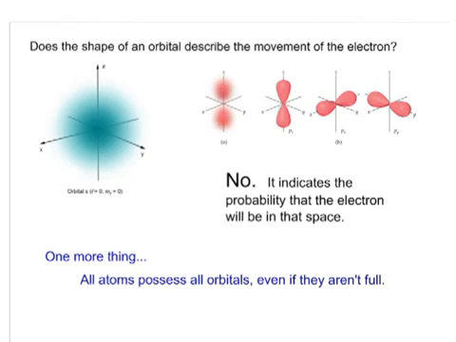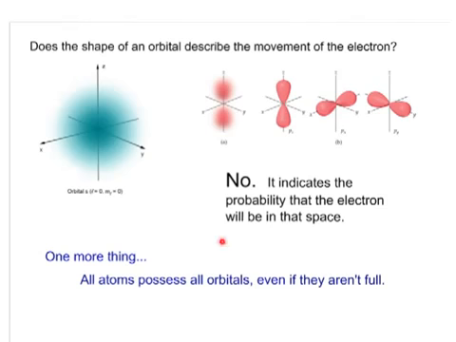And same with this p orbital. Here we draw the probability density clouds for a p orbital, and it's important to remember that these shape orbitals have nothing to do with an electron path, or that they aren't traveling around like this or something. It simply indicates the probability that the electron will be in that space.